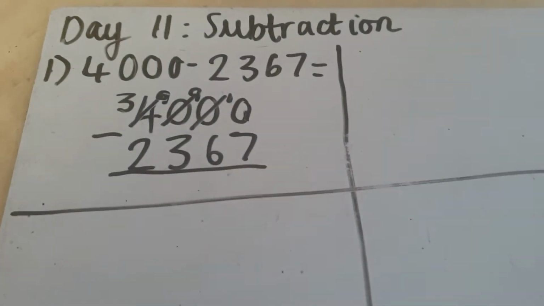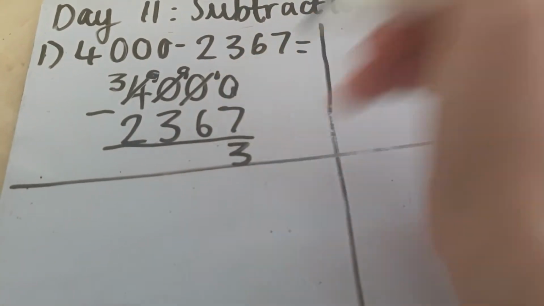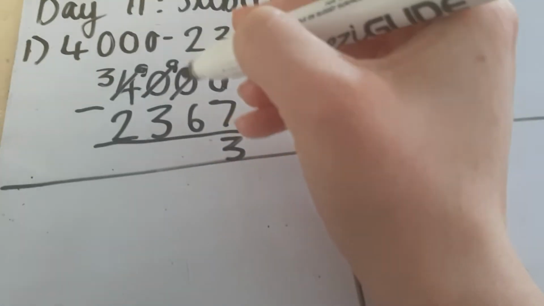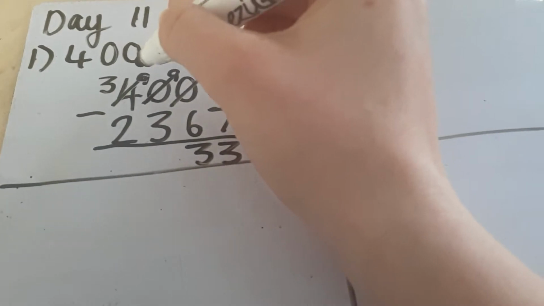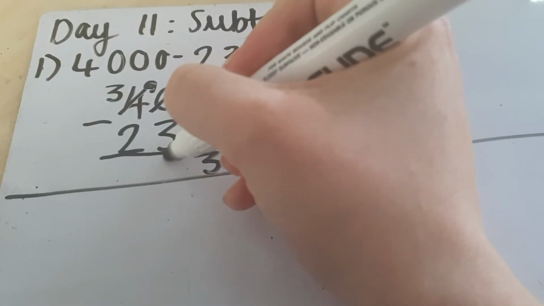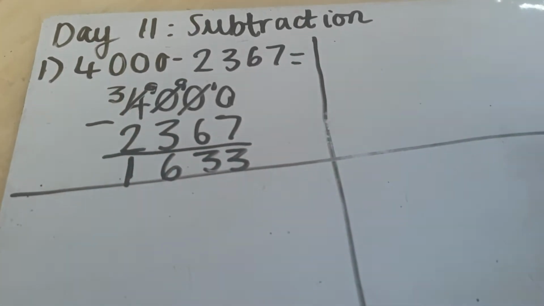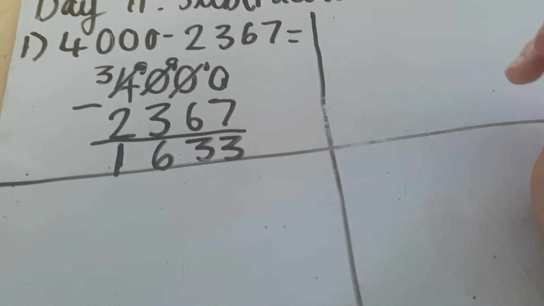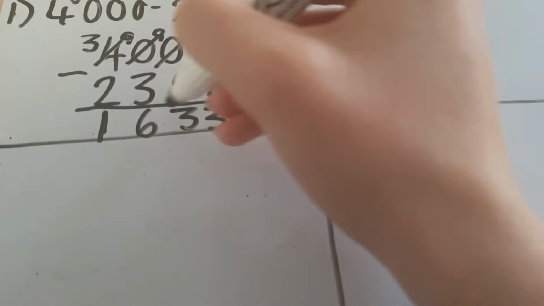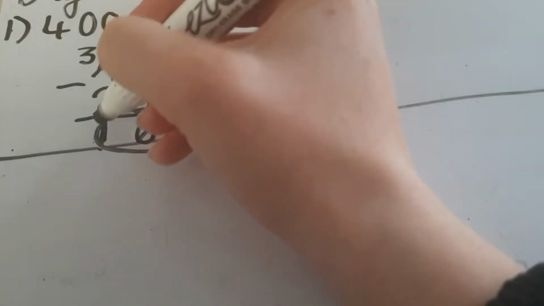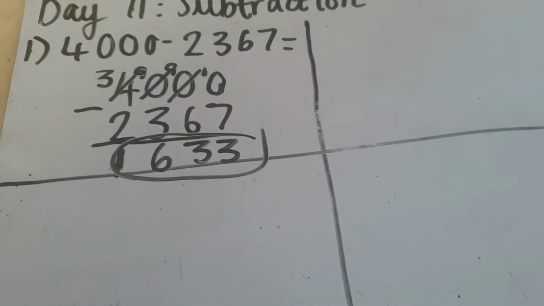So 10 take away 7, that is 3. 9 take away 6, that is 3 again. 9 take away 3, that is 6. And then 3 take away 2 is 1. So your answer is 1,633. Just circle that as I cross out the 1. But you get what I'm doing, okay?